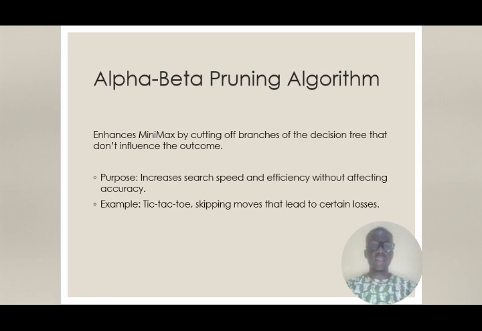It cuts off branches of the tree that won't influence the final decision, where it's already clear that the outcome will be worse than the previously considered branches, so it cuts them off. It's more specifically applied in tic-tac-toe, where it skips moves that lead to certain losses. So you only allow moves that lead to your goal, your purpose.